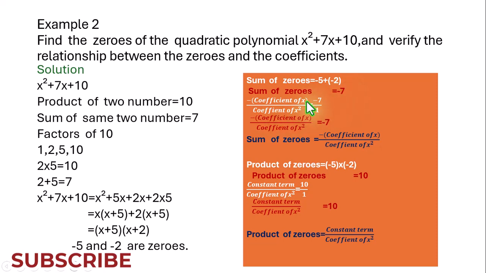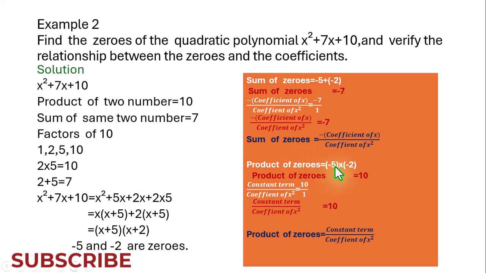Then minus coefficient of x upon coefficient of x square: the coefficient of x is 7 and the coefficient of x square is 1, so that is minus 7 by 1, which is minus 7. Now see, the sum of zeros is equal to minus 7, and minus coefficient of x upon coefficient of x square is equal to minus 7. Right hand side equal, then left hand side equal. So the sum of zeros is equal to minus coefficient of x upon coefficient of x square.